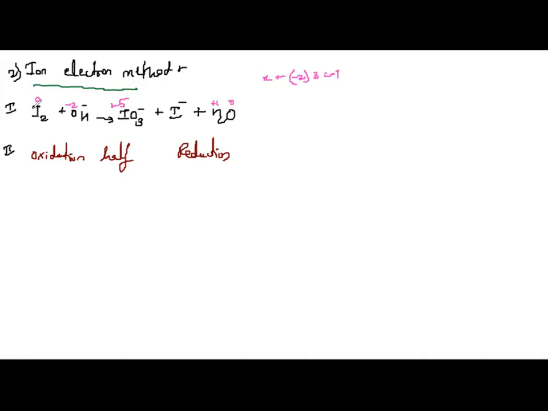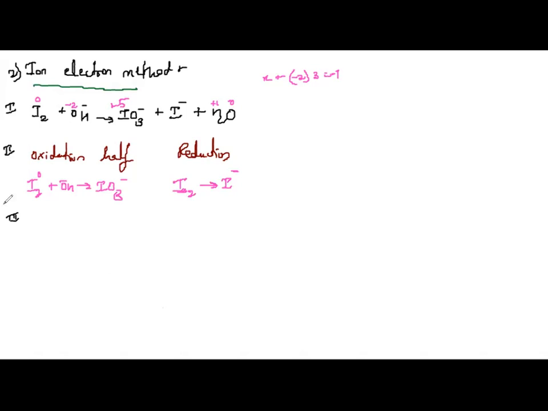Here +1, 0. So which is the oxidation half? I2 becoming IO3 minus is oxidation, yes or no? So I will split it. I2 plus OH minus becoming IO3 minus is the oxidation half. What is the reduction half? I2 becoming I minus is the reduction half. So we have split the reaction. After splitting the reaction, what we are going to do is balance each half reaction for the number of atoms of each atom.